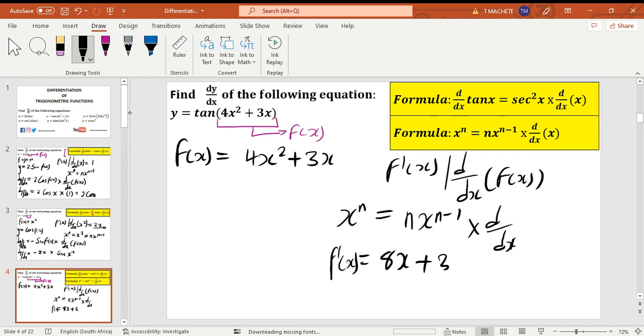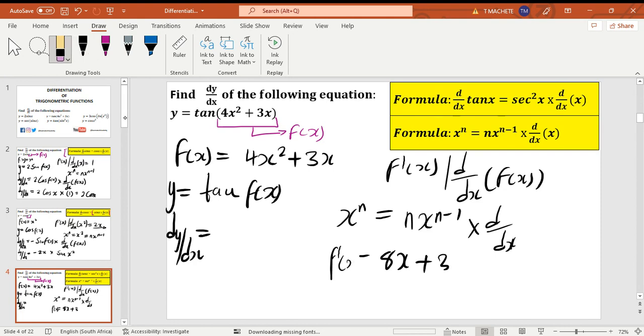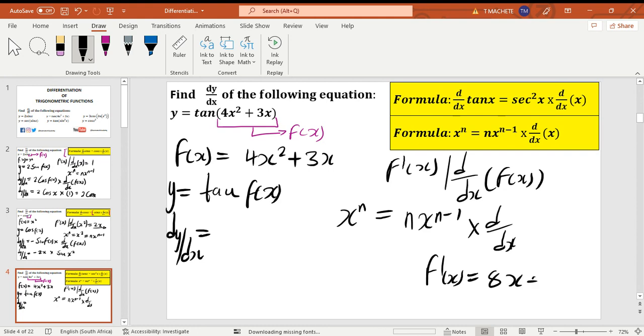Then you go back to the formula. You're going to say y equals tan f of x. Then your dy over dx, you go to your derivative table. If you go to your derivative table, you go and look for the derivative of tan. So if you look for the derivative of tan, you'll get sec squared f of x multiplied by your d over dx of your f of x.